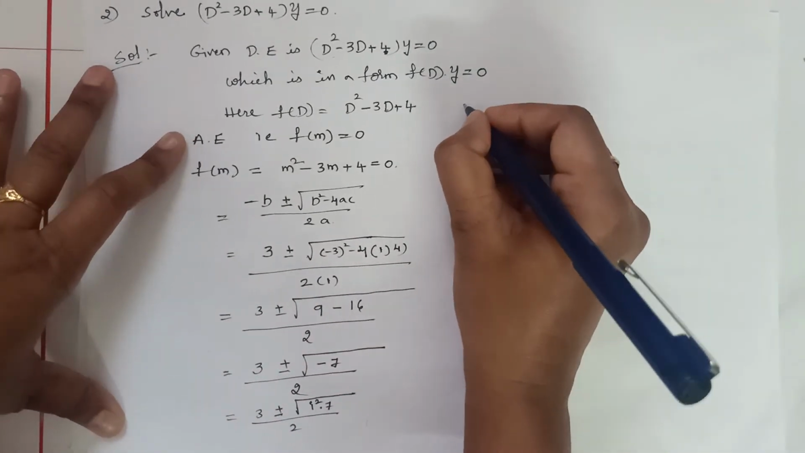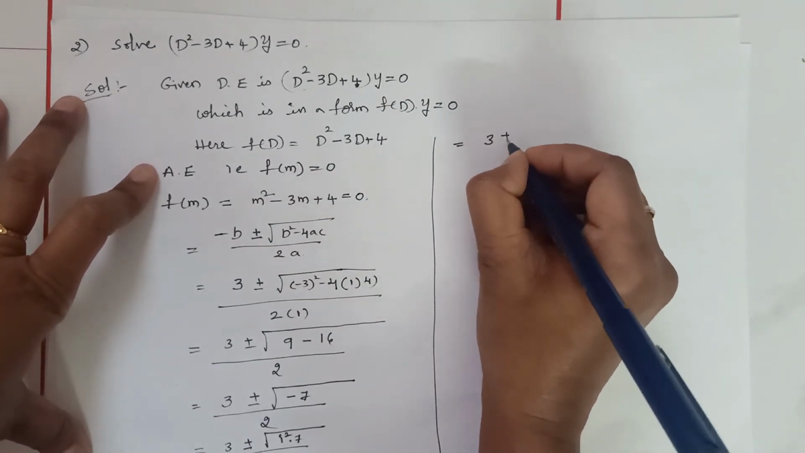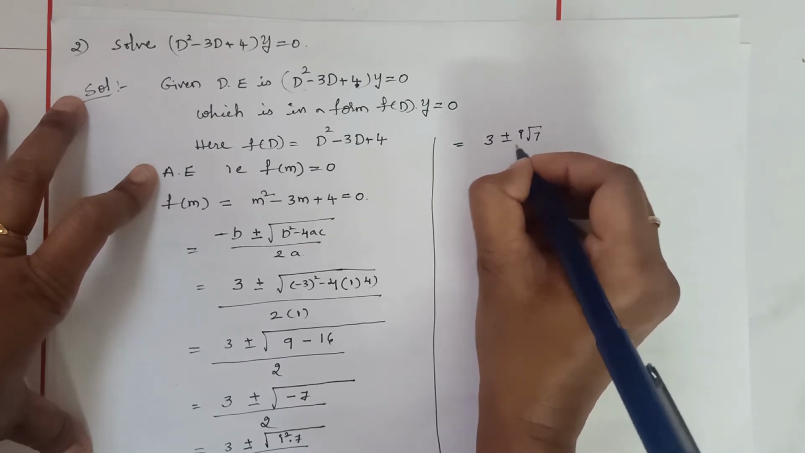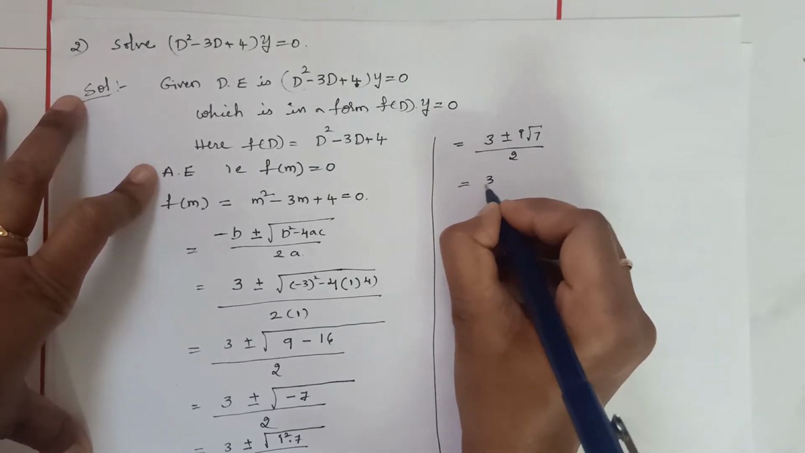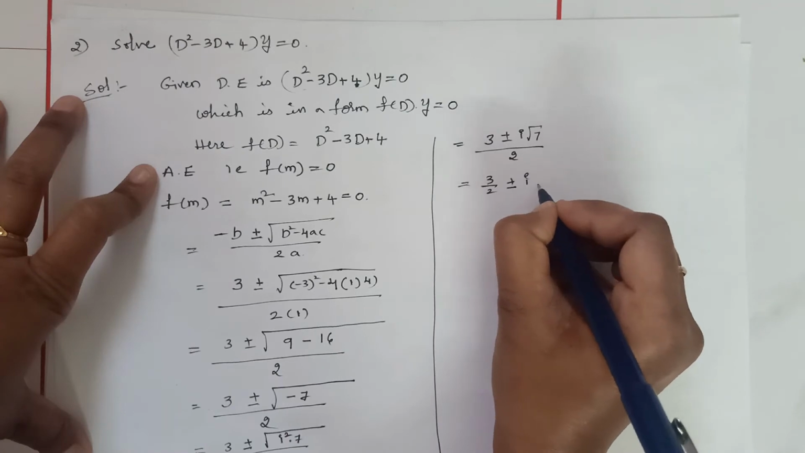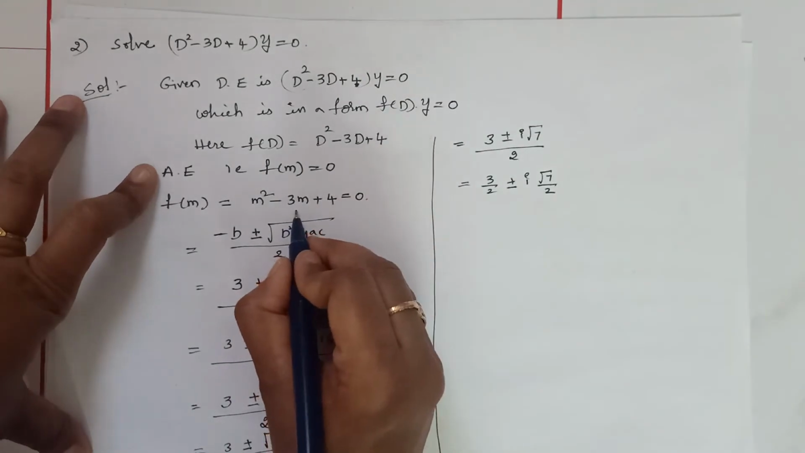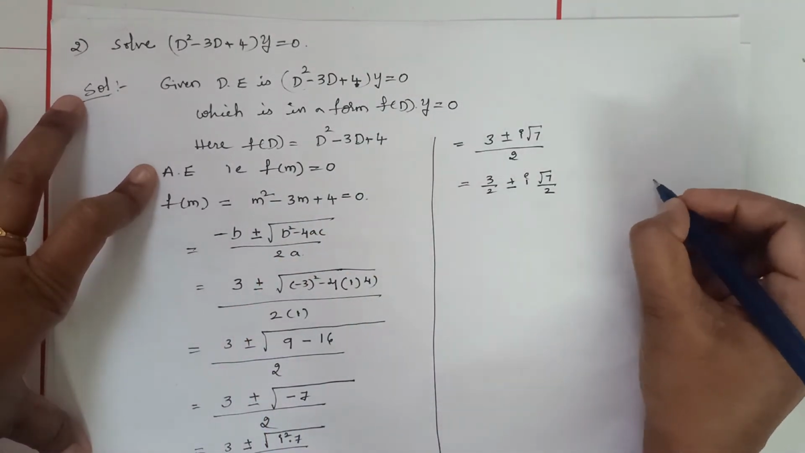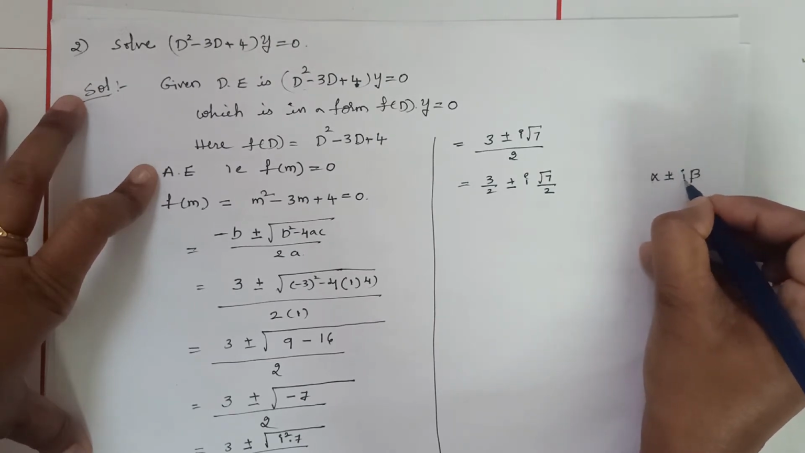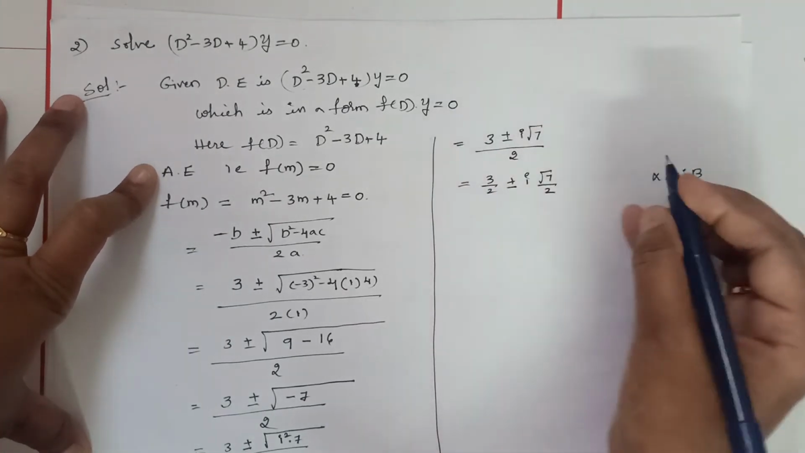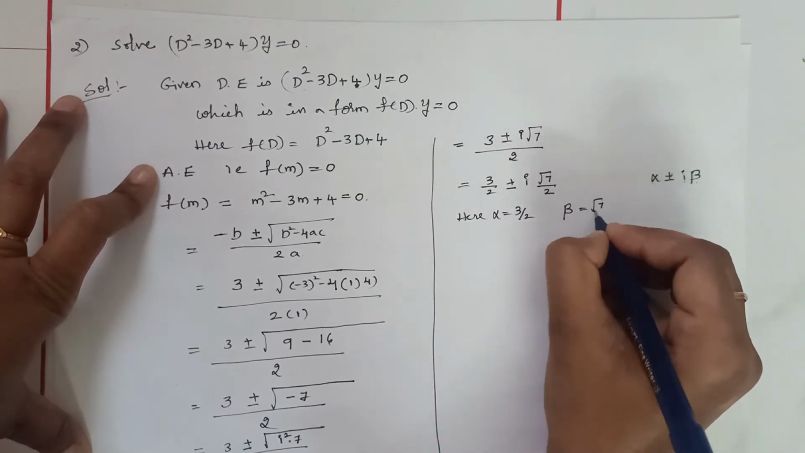This is equal to 3 plus or minus i root 7. I square without root becomes i, by 2. So this is 3 by 2 plus or minus i into root 7 by 2. Now look at the roots of this auxiliary equation. We have roots in the form of alpha plus or minus i beta. Here alpha is 3 by 2, beta is root 7 by 2.